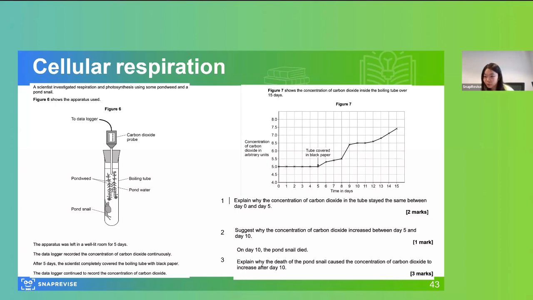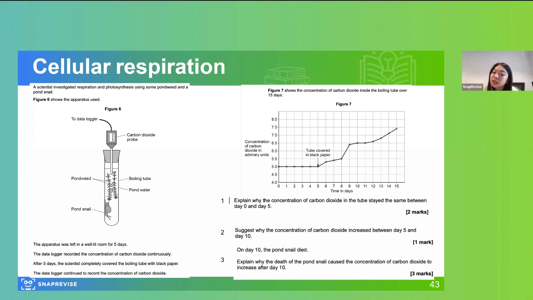What do we know about respiration and photosynthesis? We know that with respiration, we're going to be taking in oxygen and releasing carbon dioxide. Photosynthesis is taking in carbon dioxide at the same time. So that explains why there's no change, because the pondweed is photosynthesising, taking in carbon dioxide, and the pond snail and the pondweed are also respiring, releasing carbon dioxide. So this causes no change because they're releasing and taking in at the same time. So that's the explanation for that.